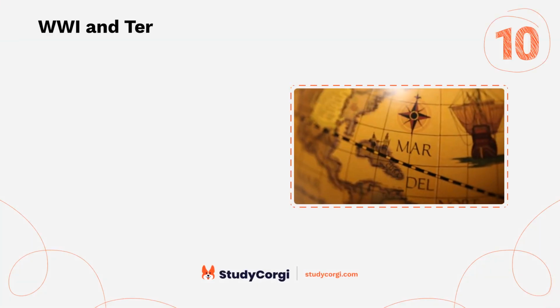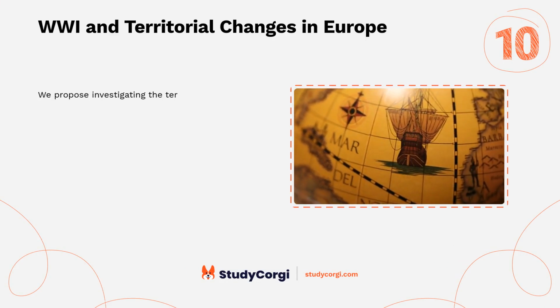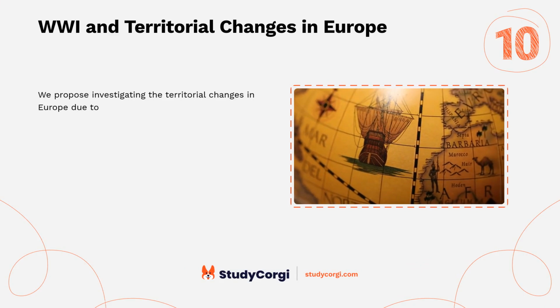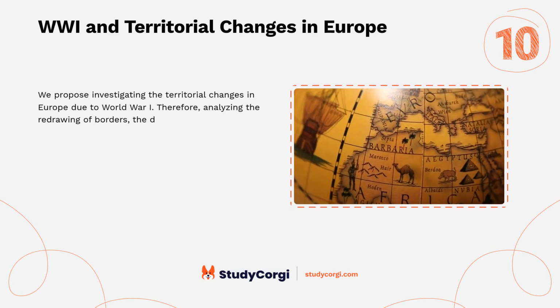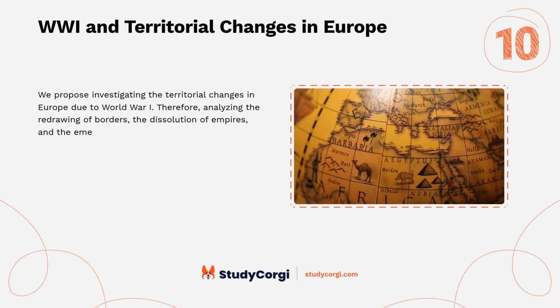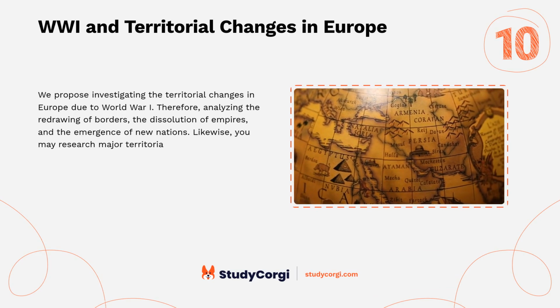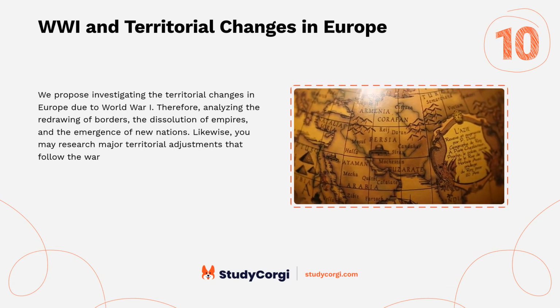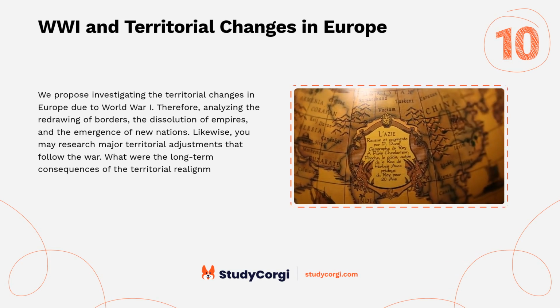World War I and territorial changes in Europe. We propose investigating the territorial changes in Europe due to World War I. Therefore, analyze the redrawing of borders, the dissolution of empires, and the emergence of new nations. Likewise, you may research major territorial adjustments that followed the war. What were the long-term consequences of the territorial realignments in the region?